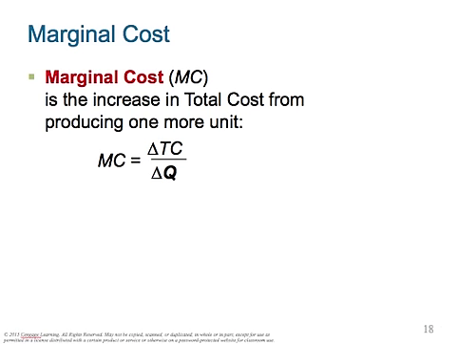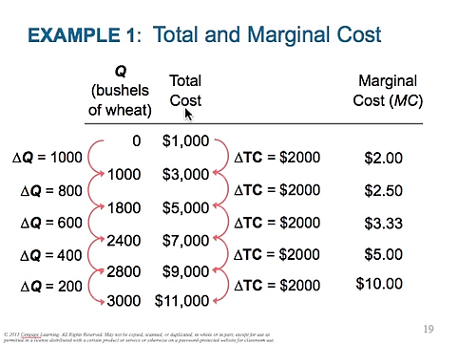Now let's take a look at marginal cost. That's where we want to think at the margin. So marginal cost, often abbreviated MC, is the increase in total cost from producing one more unit. So again, marginal cost is the change in total cost given the change in quantity that we produce. So let's take a look at an example of total and marginal cost. We've covered total cost here. We have the bushels of wheat. We all know where these numbers now come from.